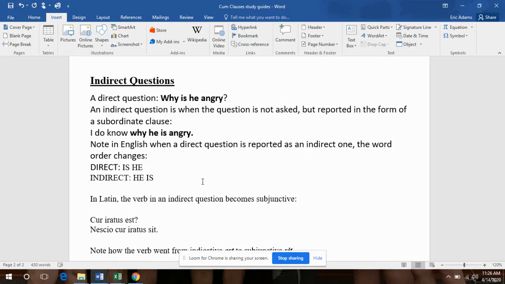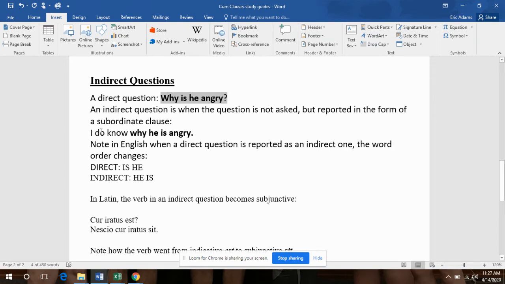So let's look at an example in English. It says, why is he angry? That is a great direct question. I know the answer. It's because the students didn't study. But nevertheless, it is the question asked directly. Now what you can do is take that direct question in English, or in Latin, obviously, and turn it into an indirect question that becomes a subordinate clause that is dependent upon a main clause.